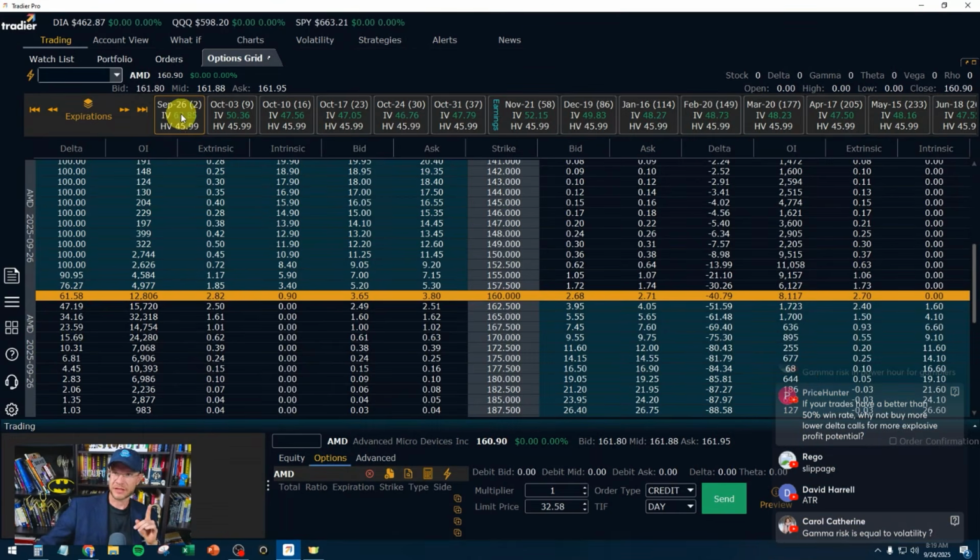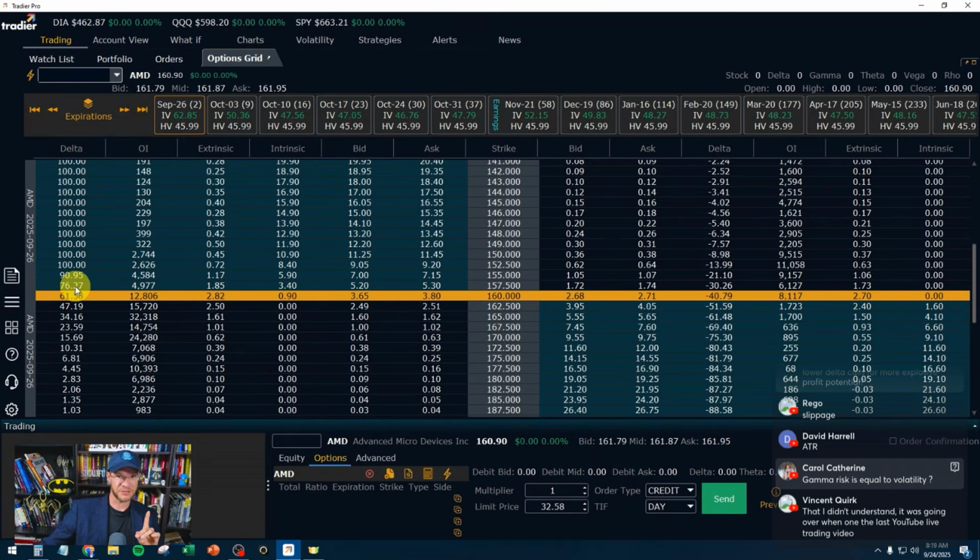So we go up to this expiration, which is going to expire in a couple days. Notice how fast delta changes here. At the money is 61. 57.5 is 76. So we just gained 15 deltas right there. Going from 76 to 90, another 14 deltas, and then 90 to 100. So the 152.50 has 100 delta.